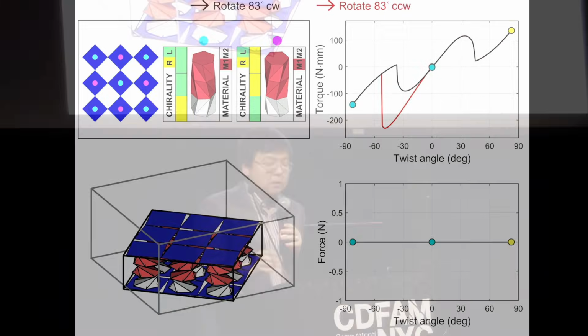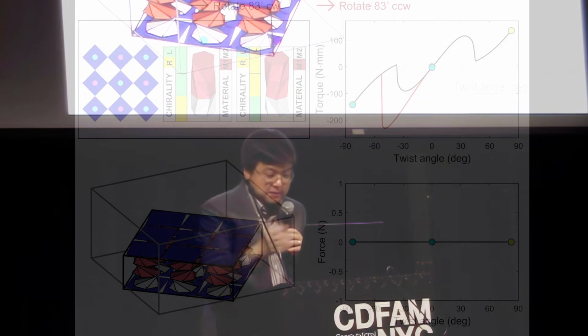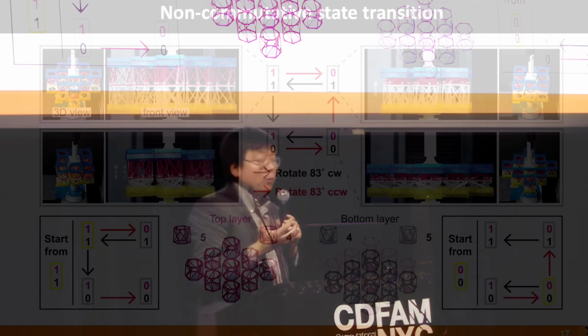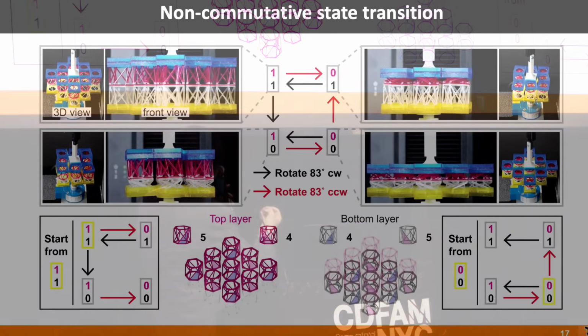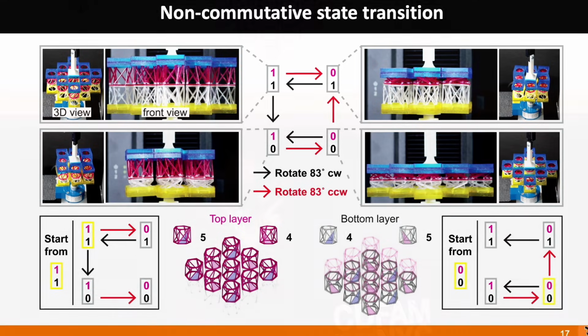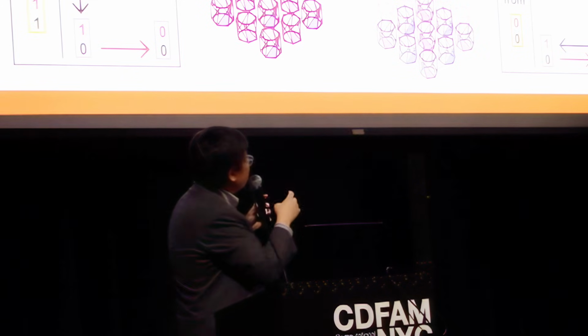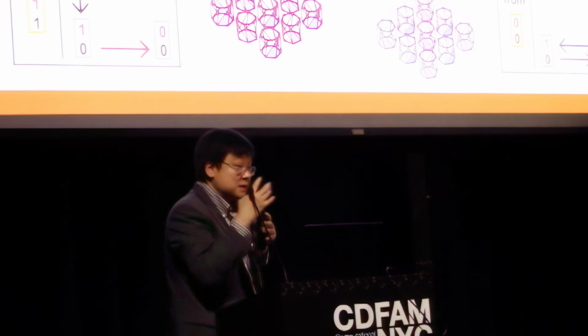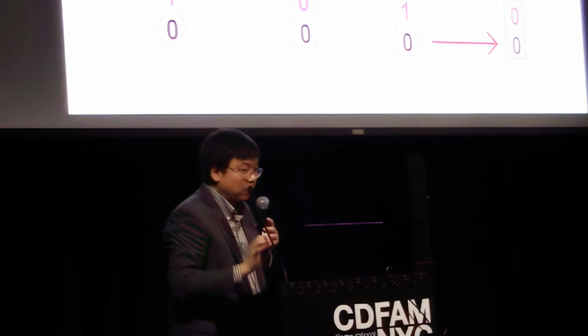Okay. Then what we can do out of this assembly, the first concept we're looking at, is so-called non-commutative state transition. In the physics textbook, we learn about, for example, if you have rubber, you apply left twist, right twist, and then if you reverse the twisting direction to right and left, essentially you get the same result. But here is different. Here, in our assembly, the deformation depends on the sequence of loading. Let me give you an example, okay?